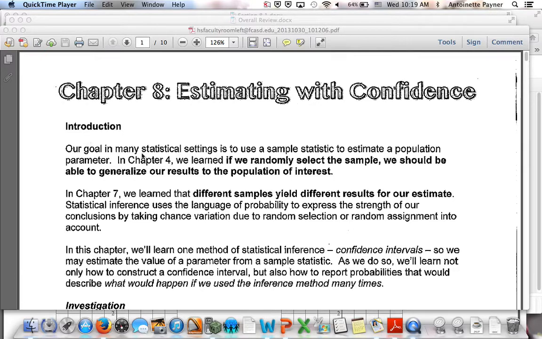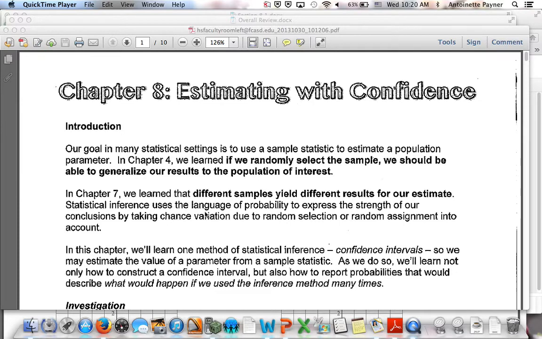So the goal in many statistical settings is to use a sample statistic to estimate a population parameter. In Chapter 4, we learned if we randomly select the sample, we should be able to generalize our results to the population of interest. In Chapter 7, we learned that different samples yield different results for our estimate. So just like when we did the pennies, we had different p-hats or different x-bars for different samples.